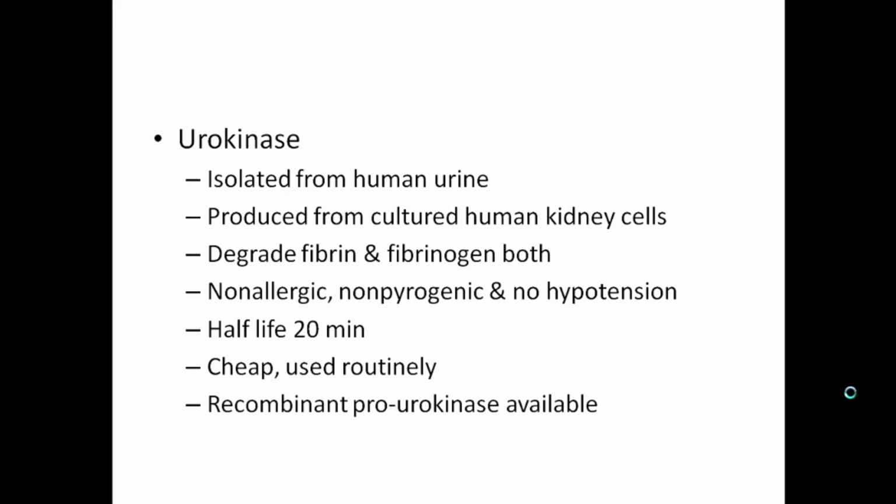The next drug is urokinase. Previously it was isolated from human urine, but nowadays it is produced from cultured human kidney cells. It degrades both fibrin as well as fibrinogen, and interestingly it is non-allergic, non-pyrogenic, and does not show hypotension, which is the problem with streptokinase. The half-life of urokinase is around 20 minutes.